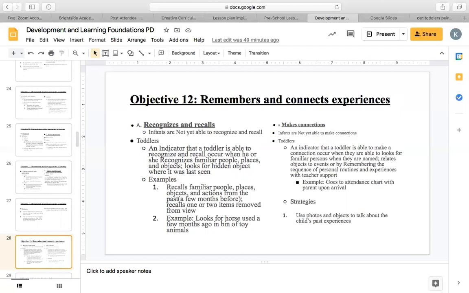Makes connections. Infants are not yet able to make connections. Toddlers. An indicator that a toddler is able to make a connection occurs when they are able to look for familiar persons when they are named. Example, goes to attendance chart with parent upon arrival. Strategies. Use photos and objects to talk about the child's past experiences.